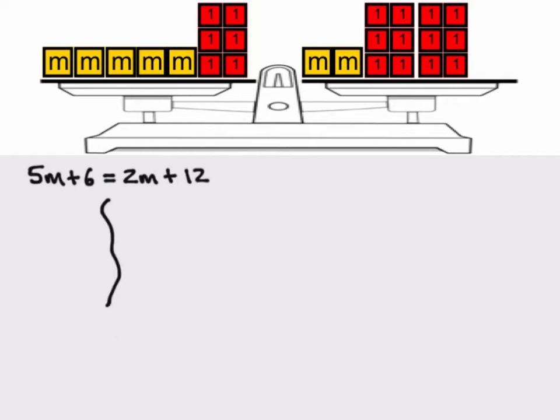So how are we going to do that? Remember, the only things we can do are add or subtract the same number to both sides of the equation, or we can multiply or divide both sides of the equation by the same number. Okay. So what I'm going to do is I'm going to try to collect all of our m's on the left side and all of our numbers on the right side. Let's start by subtracting 6 from both sides of the equation.